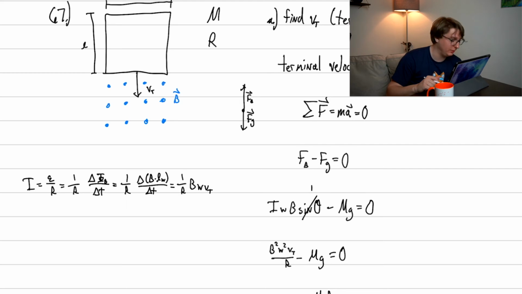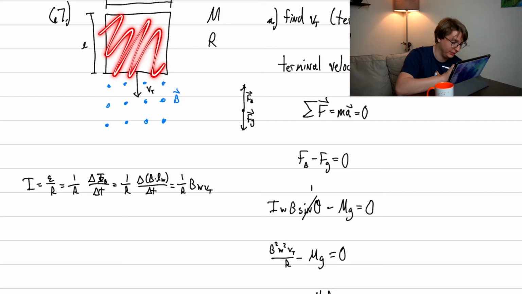Okay, but what is the magnetic flux? So there's going to be some change in time and some magnetic flux. Well, the magnetic flux is the magnetic field times the area. So what is this cross-sectional area? Well, it's a square, so it's going to be the length times the width.